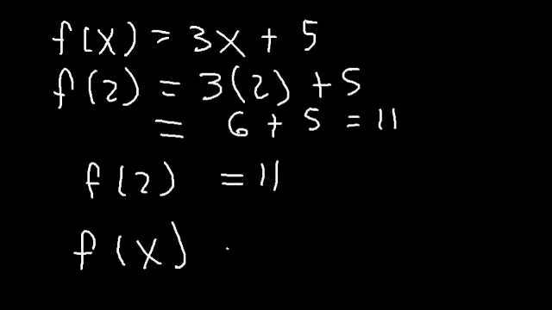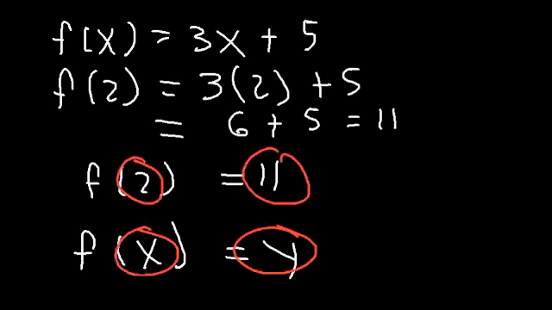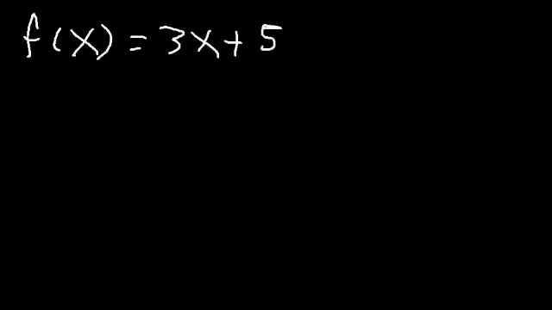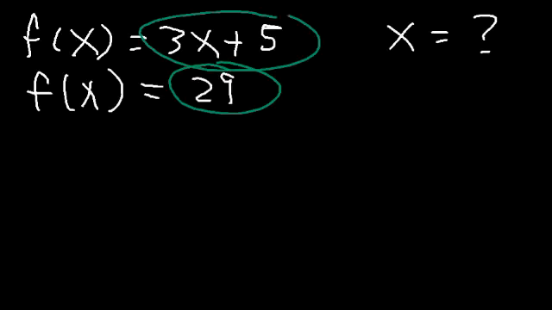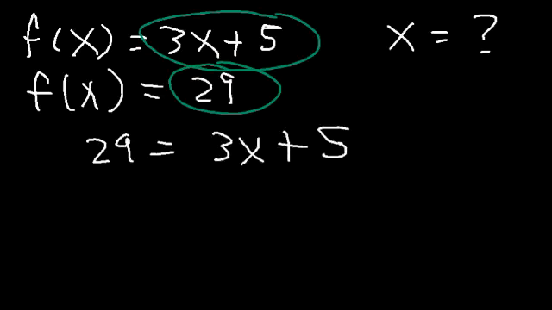f of x is equal to y if x is the only variable inside of the function. So as you can see, 2 is the x value. The value on the outside is the y value. So using the same function, f of x is equal to 3x plus 5, what is the value of x if f of x is equal to 29? How can you find the value of x? So what we need to realize is that y is equal to 29. So therefore, the 3x plus 5, the outside part, is equal to 29. And so you set the whole thing equal to 29, and then you can solve for x.